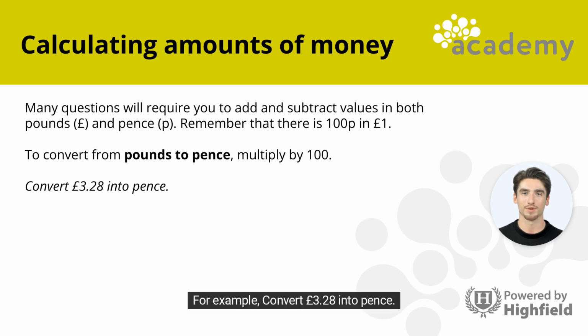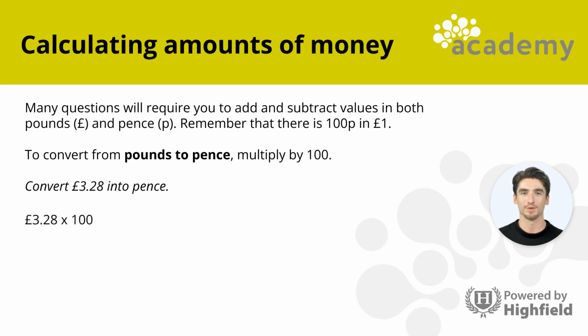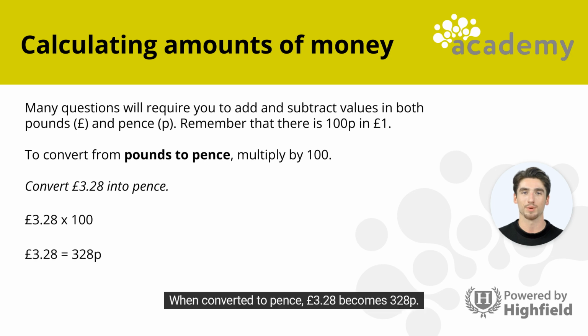For example, convert £3.28 into pence. To complete this calculation correctly, multiply by 100. £3.28 multiplied by 100 equals 328. When converted to pence, £3.28 becomes 328 pence.